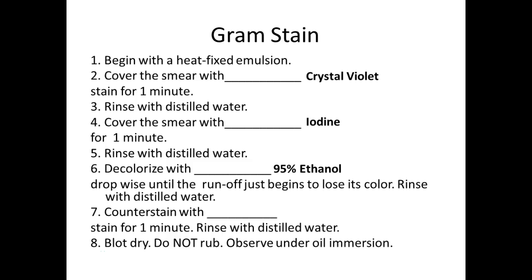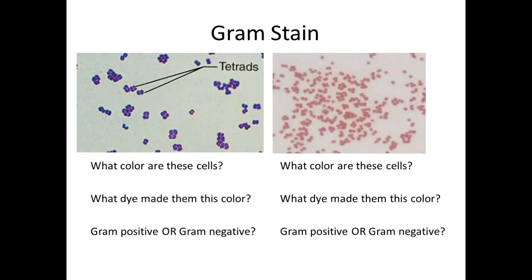Now, in order to see our gram negatives, we add a counterstain. What's the counterstain? Safranin. It's going to make them appear pink. We blot dry. Do not rub. And remember, always with bacteria, we're going to go all the way to oil immersion, right? You're going to live the rest of this course under oil immersion. Whenever you go to look at anything, it's going to be under oil, all the way up to 1,000 times magnified, right?